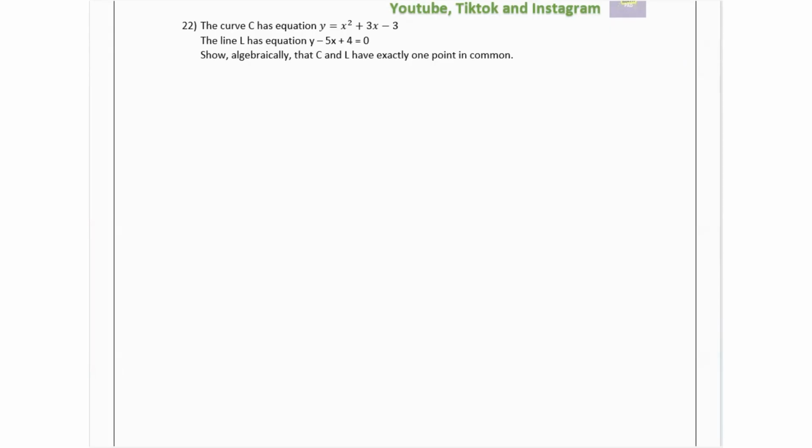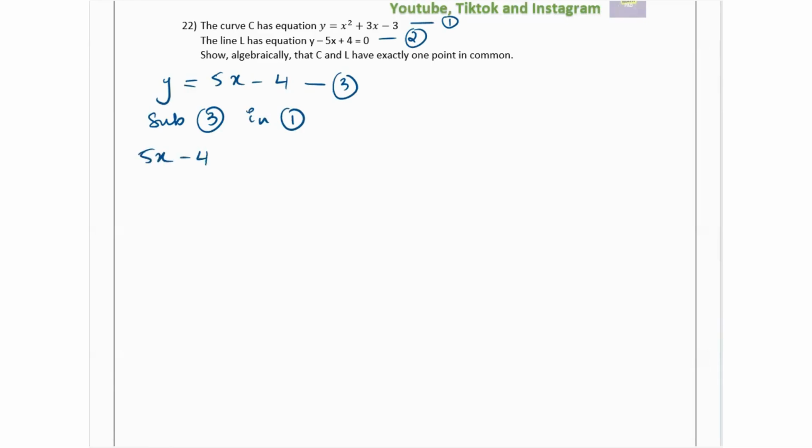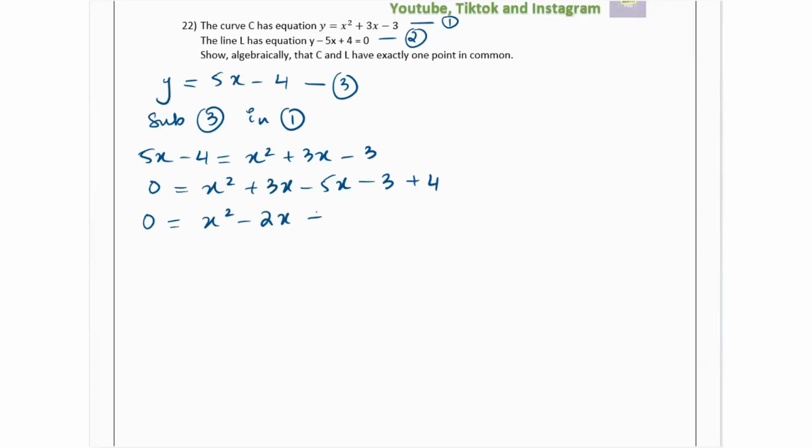So what we do is we first make y the subject for the linear one. So that's 5x minus 4. Let's call this the third equation. This is the first, this is the second. We substitute 3 in 1. So that's going to be 5x minus 4 equal to x squared plus 3x minus 3. Collect all the terms on one side. So x squared plus 3x minus 5x minus 3 plus 4. That's going to be x squared minus 2x plus 1.